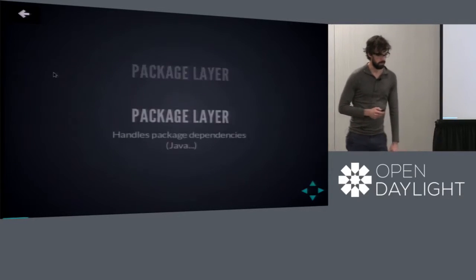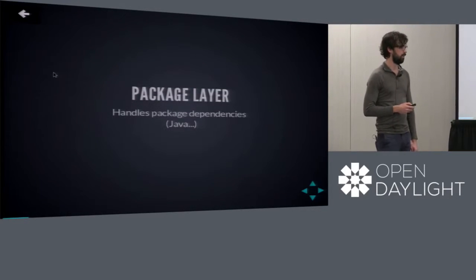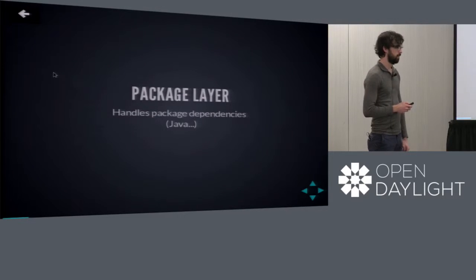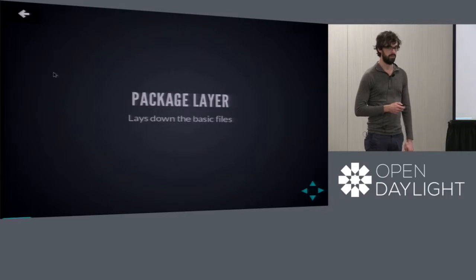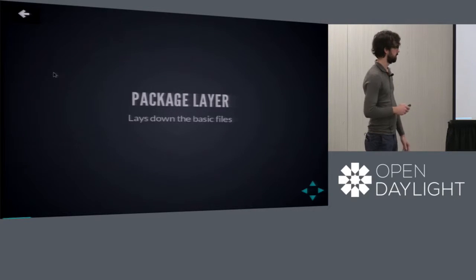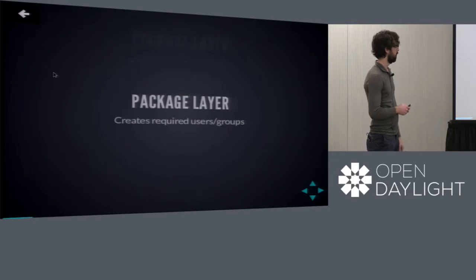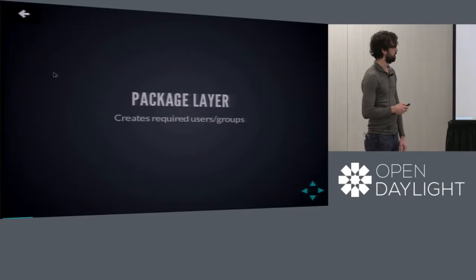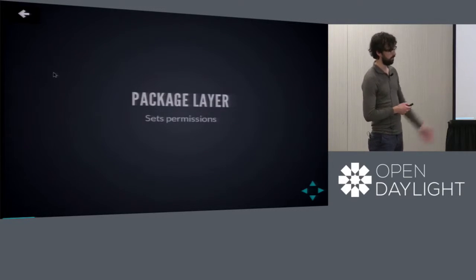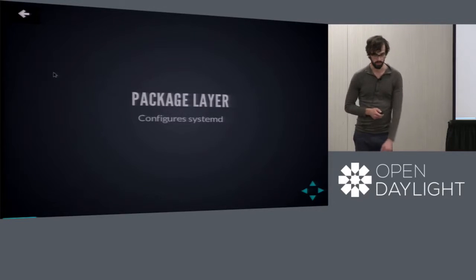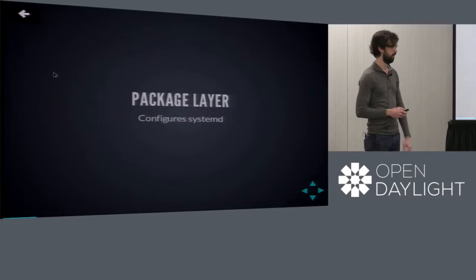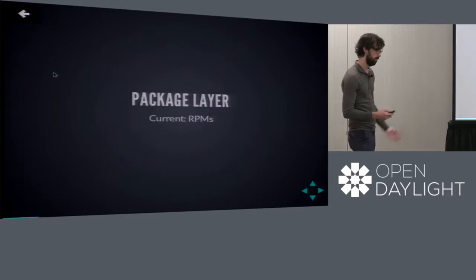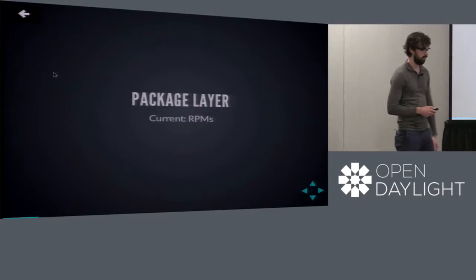So, jumping into the packaging layer, again, I think of this as handling system level dependencies. For OpenDaylight's case, that would be mostly installing Java and then laying down the basic files on the file system. So just dropping our tarball's extracted artifacts in the right place, making sure they have the right permissions, creating the users and groups to set the right permissions, of course. We also do configuration of systemd in our case, but in general, the thing that's going to manage the OpenDaylight service via the packages. We currently support an RPM, or a series of RPMs, which we'll talk about in a second.